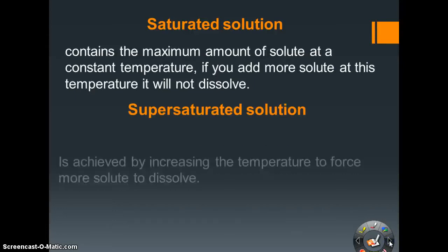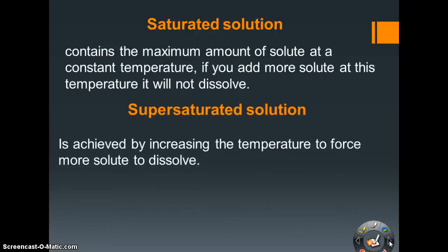Now, you can make it supersaturated by increasing the temperature and forcing more of the solute to dissolve. So when you make rock candy, for example, you are making a supersaturated solution. You're heating that sugar-water mixture up so that more sugar can dissolve.